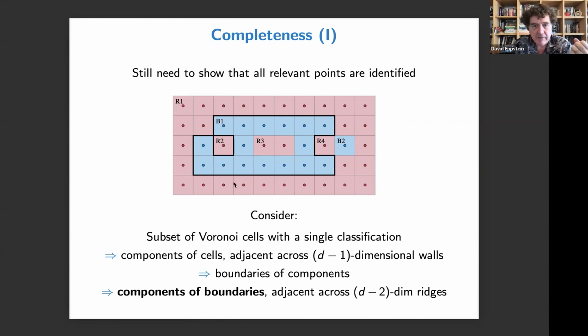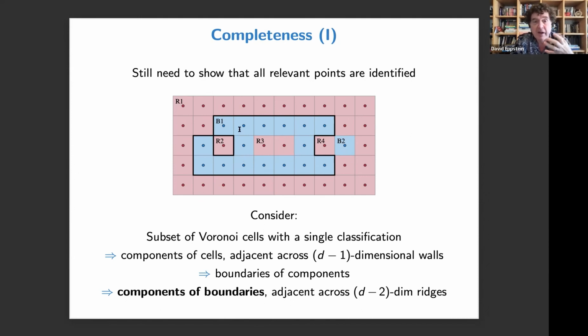So if you look at a subset of Voronoi cells that all have the same classification as each other, this blue subset here, you can divide those into connected components of cells that are adjacent to each other across Voronoi walls. And in this case, there are two blue components, B1 and B2. B1 has a boundary. That boundary is shown as the solid black edges. B2 has a different boundary that's just the square around that one cell.